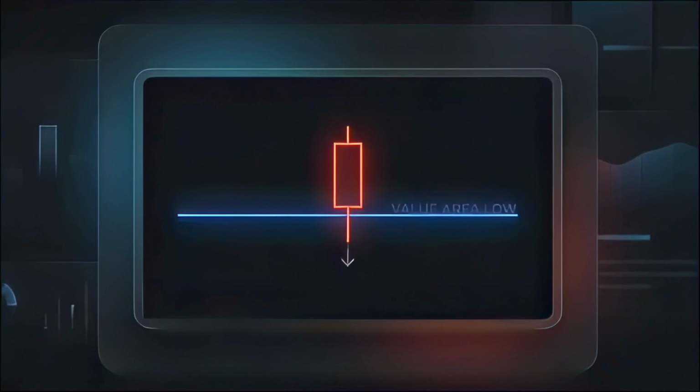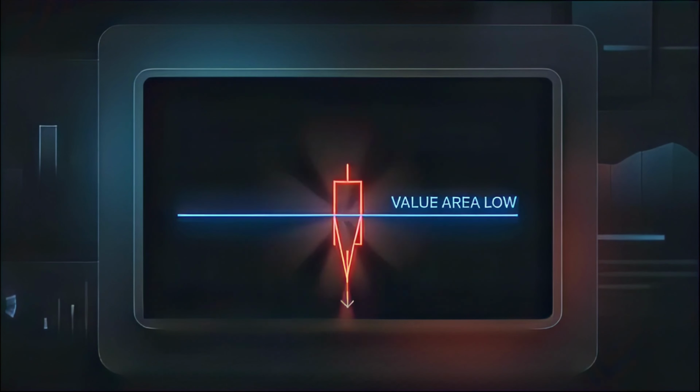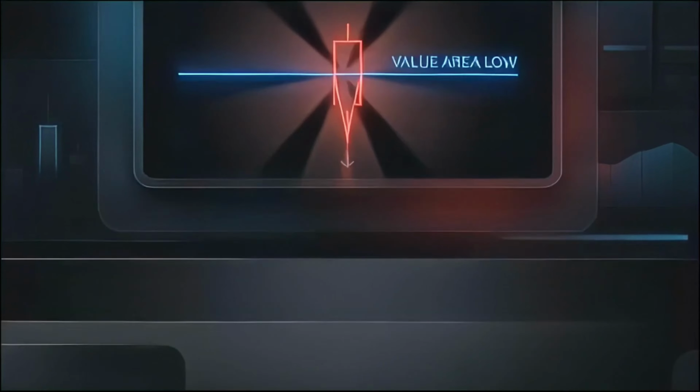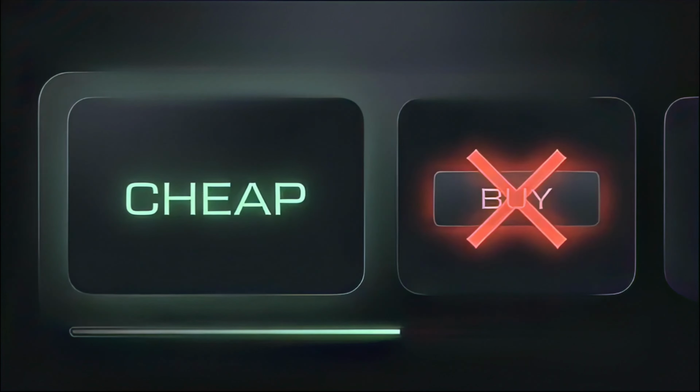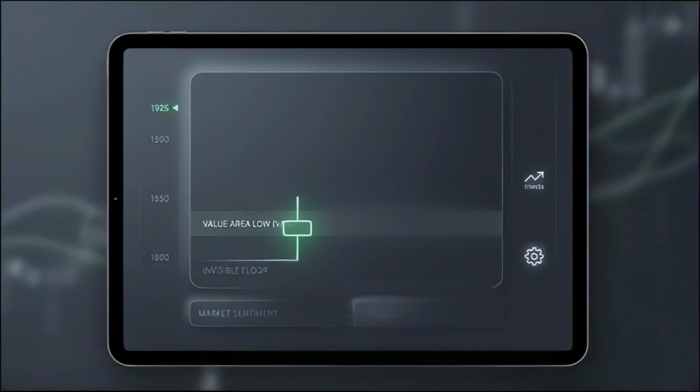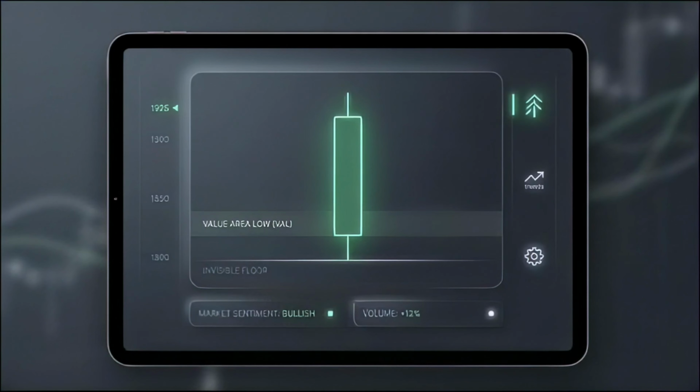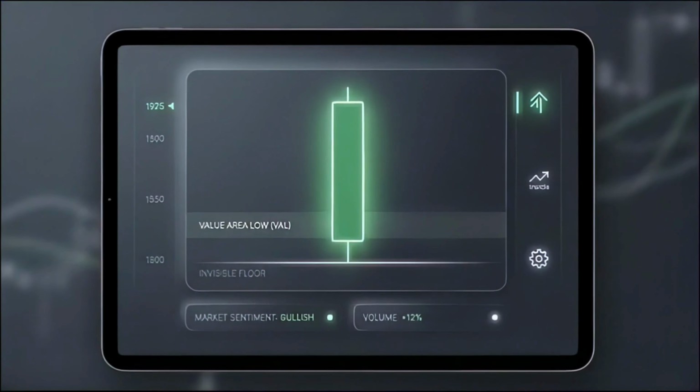For a long, you wait for price to drop below the value area low. That's your signal that price is cheap. But you do not blindly buy. You wait for it to show you it wants to go back up. A strong candle, a clear bounce, price refusing to go any lower. That's your entry. Your stop goes just below the low that price made down there.